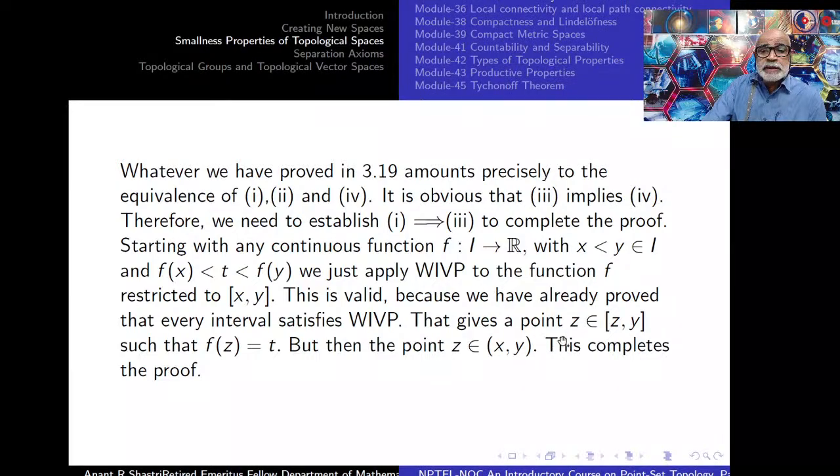But now look at this point z, it is in xy and f of x less than t less than y. So f(z) is t. So it is not equal to either f(x) or f(y). So z cannot be equal to x or y. Therefore z is precisely inside xy. Okay, so that completes the proof. So again here a typo, z is in xy here.